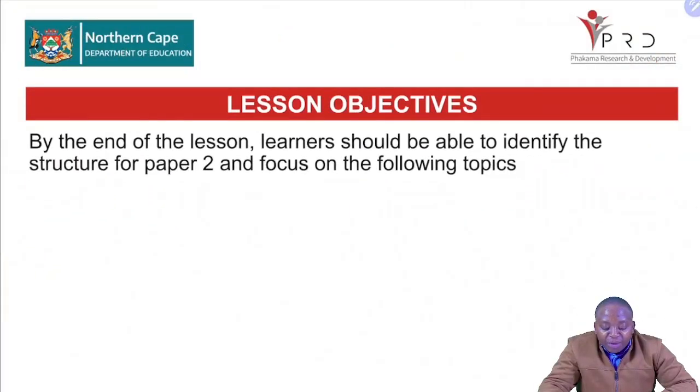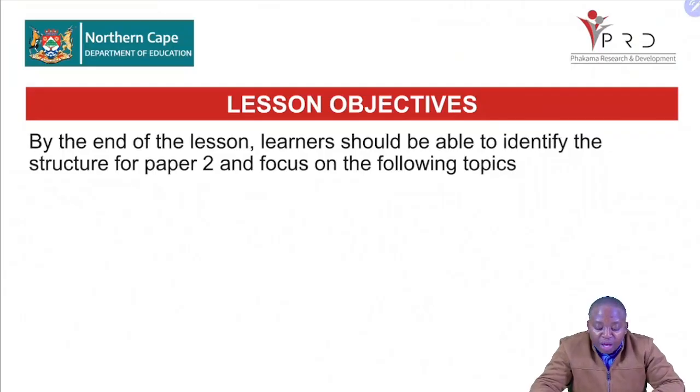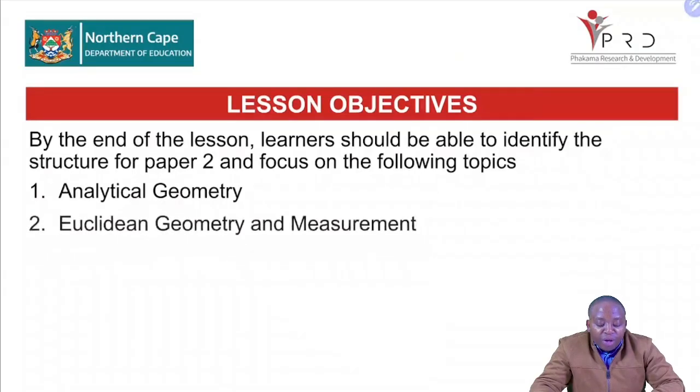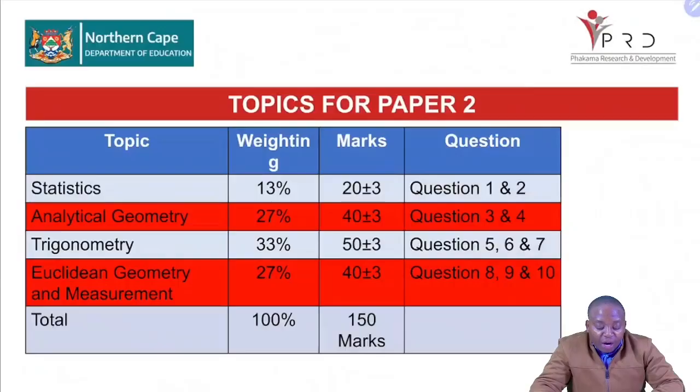By the end of this lesson, you must be able to know and identify the structure of paper 2, and we are focusing on the topic of analytical geometry, and also Euclidean geometry and measurement. Grade 12, these are the topics that are in our paper 2, and for this lesson, we are going to focus on analytical geometry and Euclidean geometry and measurement.